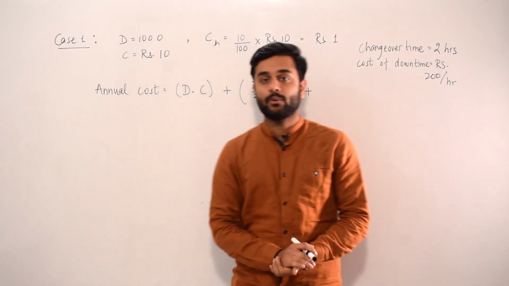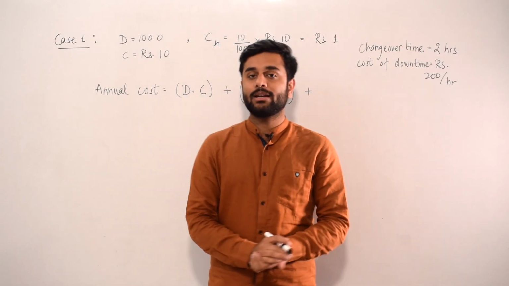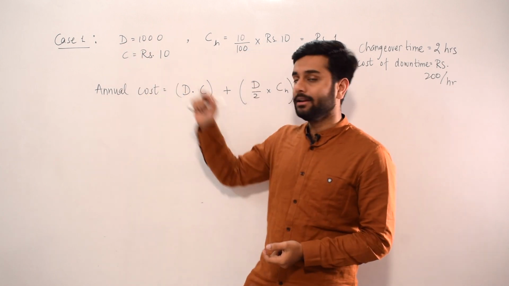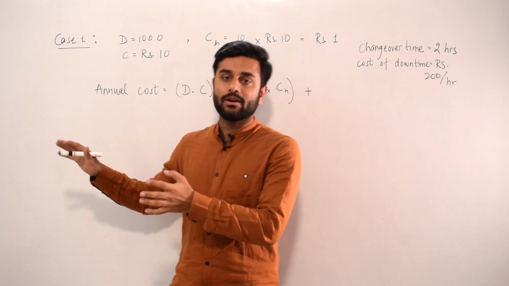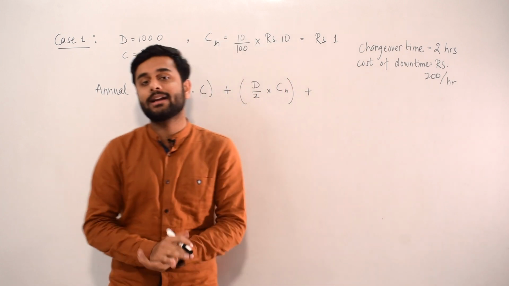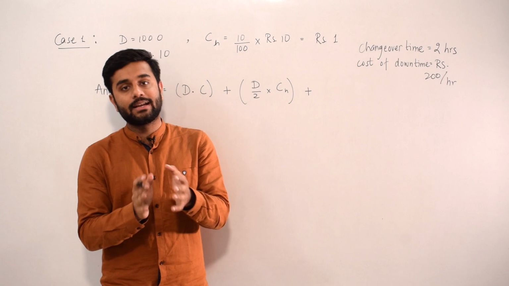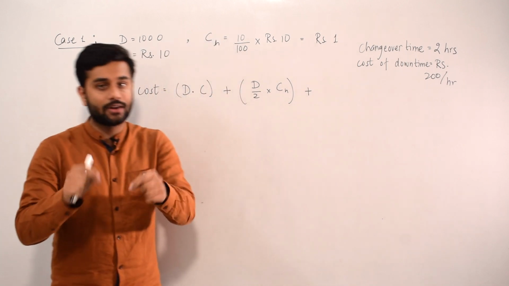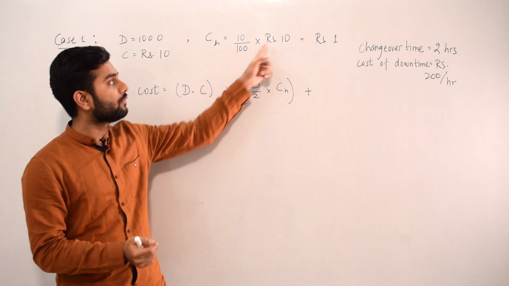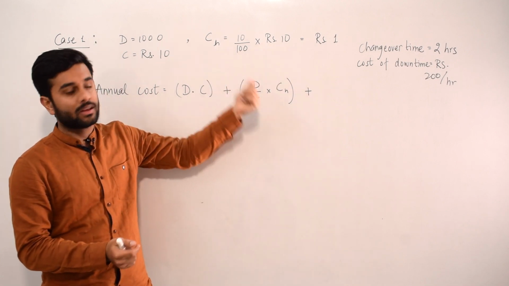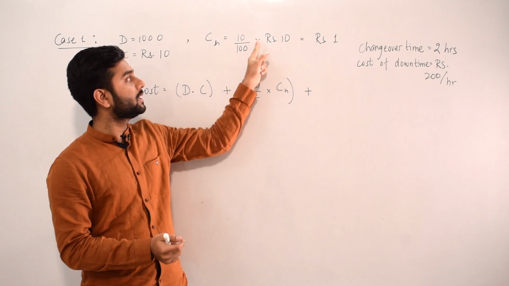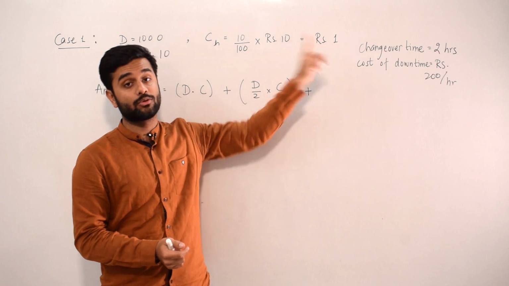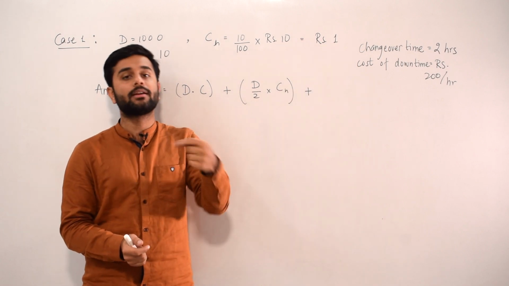So as given in the question, for case 1, the total demand is 1000. The cost of a single piece is rupees 10. And as I have already covered in the course and the earlier videos, the holding cost or carrying cost is represented as a percentage of the unit cost. So here it was represented as 10% of unit cost, which is rupees 10. So this will cancel out. 10 multiplied by 10 divided by 100 will be 1. And what is the unit of this? Rupees 1 per piece per year.